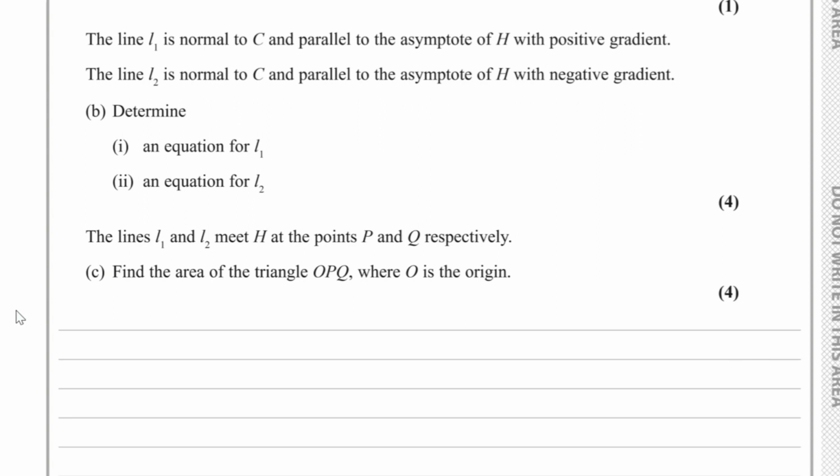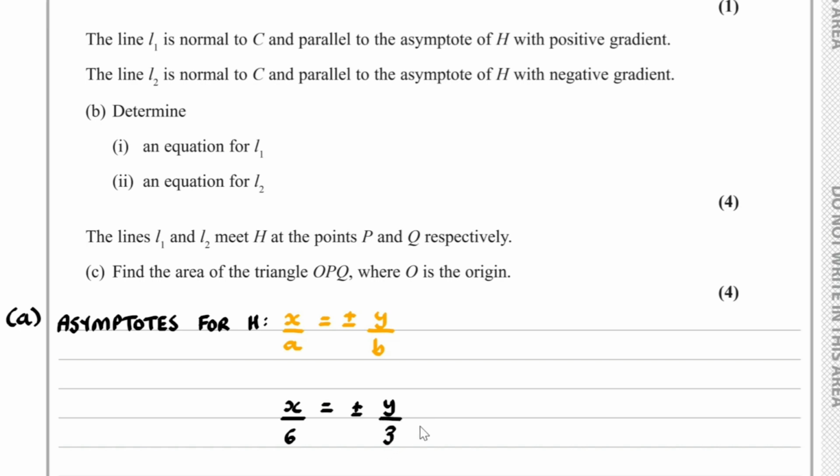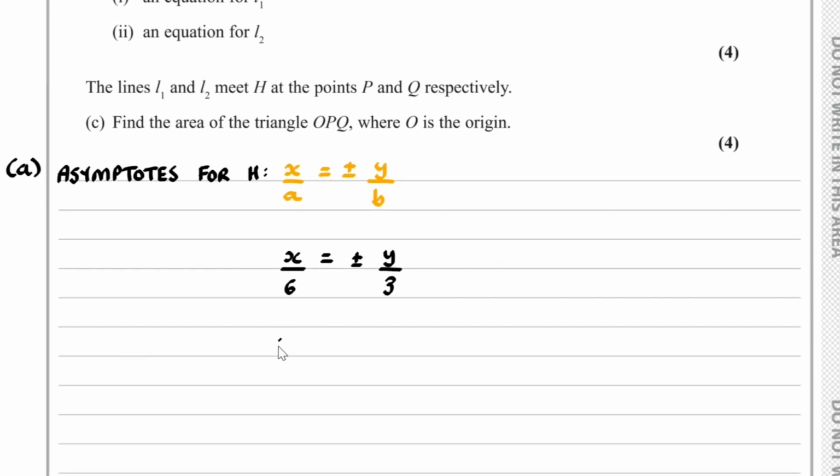So for part A then, for the asymptotes of H, we have x over a equals plus minus y over b, and knowing that a is 6 and b is equal to 3, we have x over 6 equals plus minus y over 3, from which we can conclude the asymptotes have equation y equals plus minus 1/2 x.